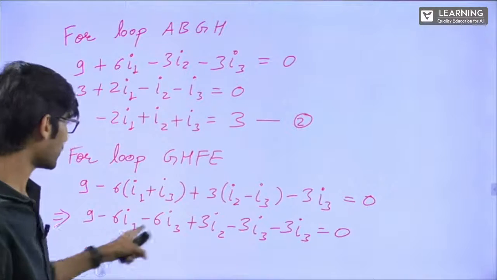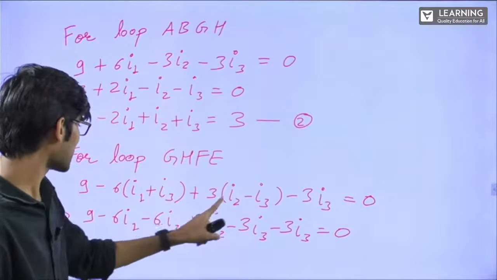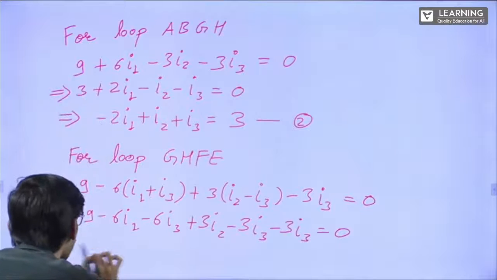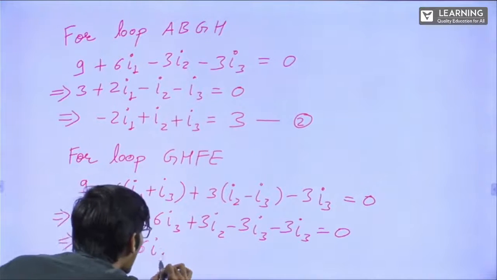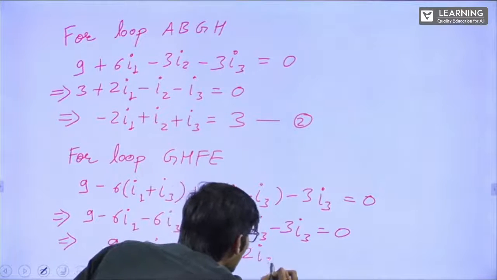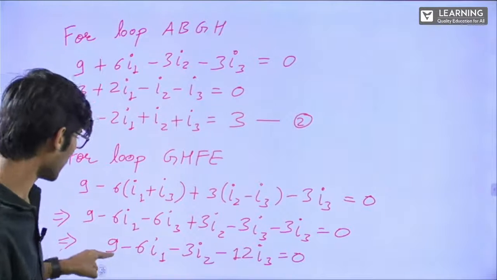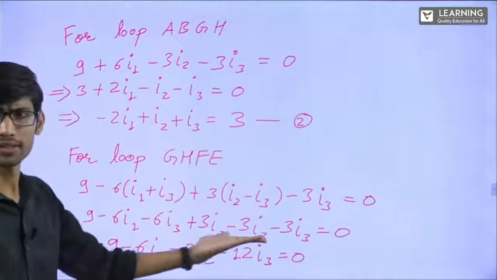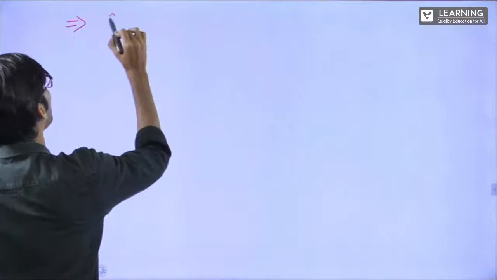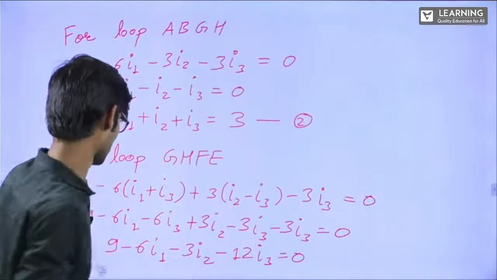6 I1 only 1, I2 only 1, I3 there are 3 terms. Minus 6 I3, minus 3 I3, minus 3 I3, that is 6, 7, 8, 9, 10, 11, 12, minus 12. So this will be 9 minus 6 I1 minus 3 I2 minus 12 I3 is equal to 0. Correct? I can divide this entire thing by 3. So let me just write 9 minus 6 I1 minus 3 I2. Is it minus?